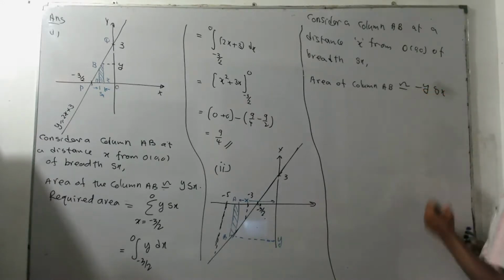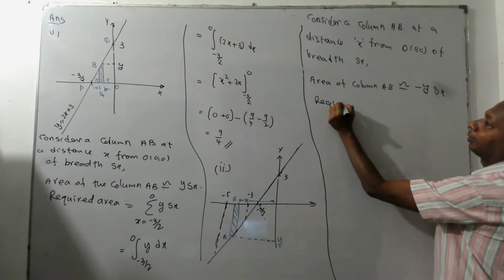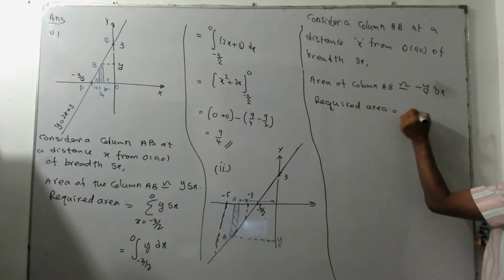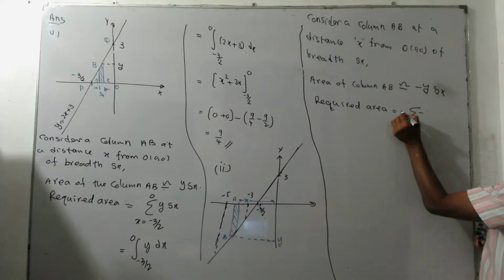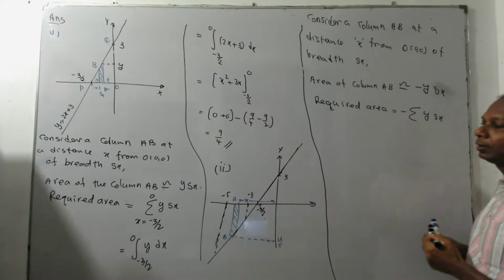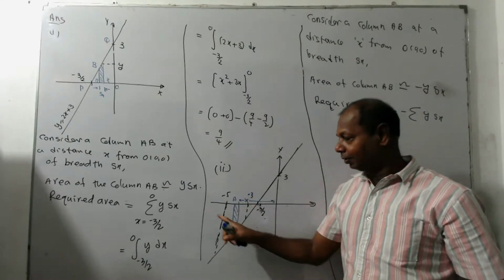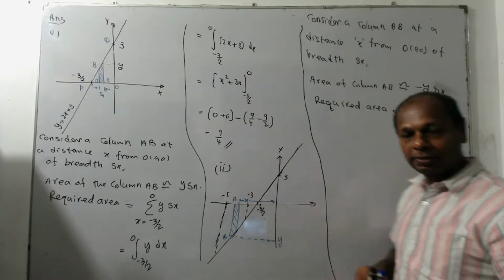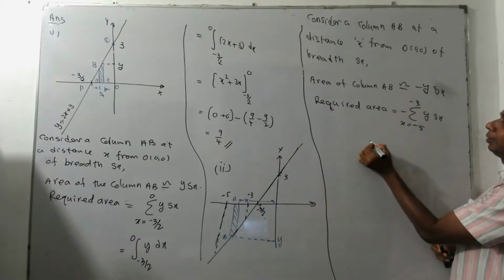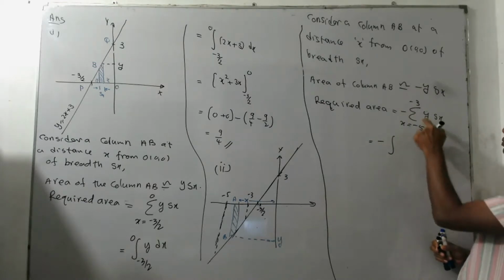Minus y delta x, right? So the required area is the summation of such areas as x goes to cover the required area. X will go from -5 to -3. So it's minus, this is replaced by the definite integral of y dx.